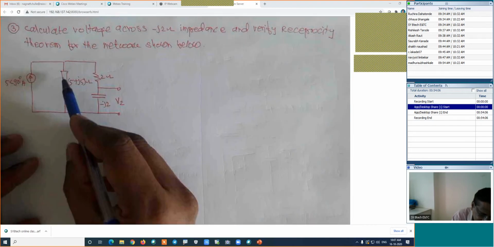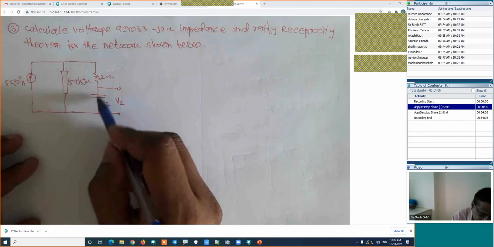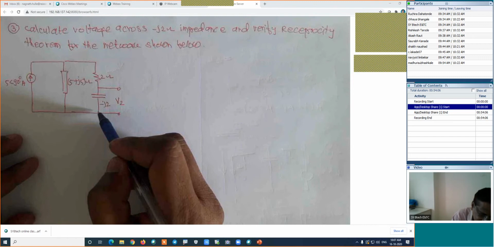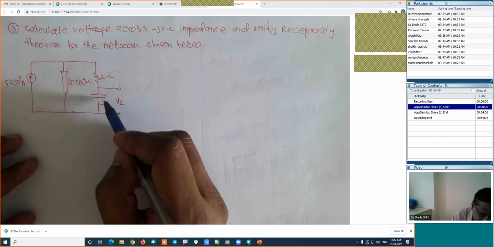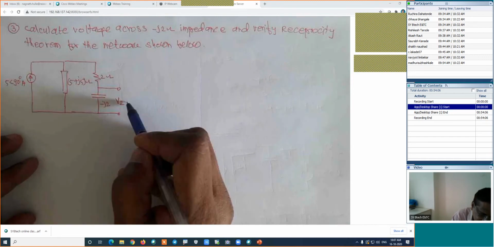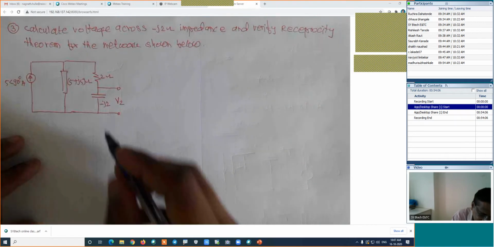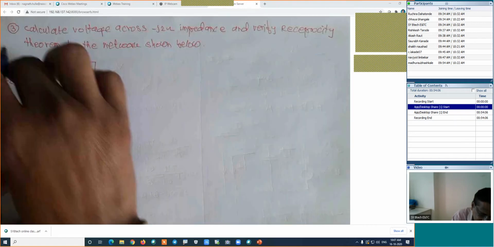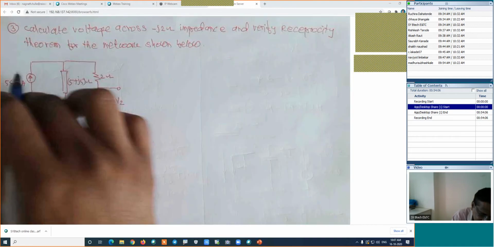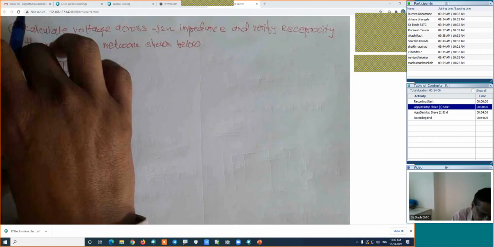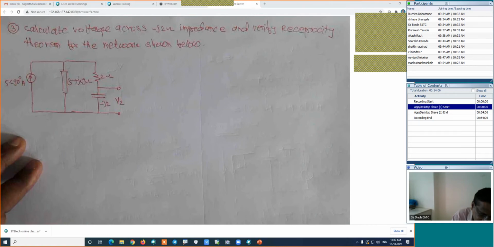How will we calculate the voltage? This is one branch and this is the second branch. We can calculate the current in this branch by using the current division rule, and then that current into this impedance will give the voltage for case 1. In case 2, what will we do? We will apply the current source here, and we will calculate the voltage across this terminal, and we will verify both.